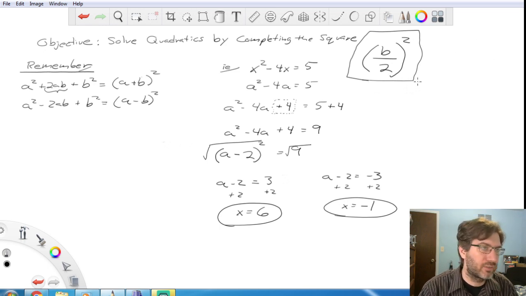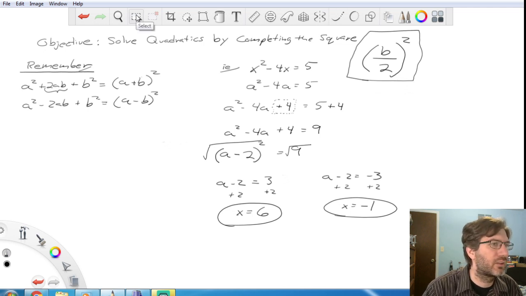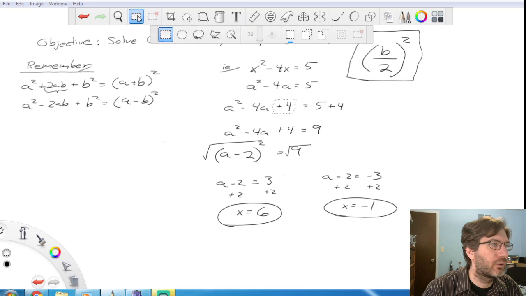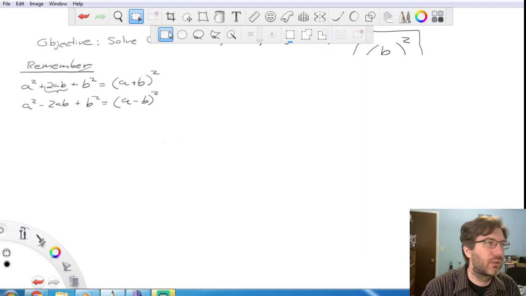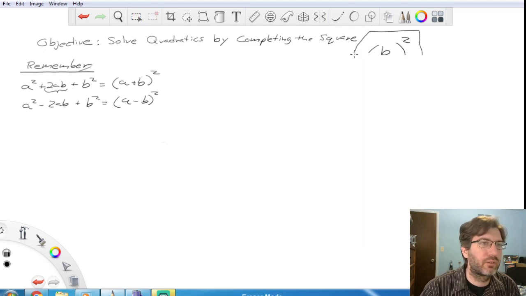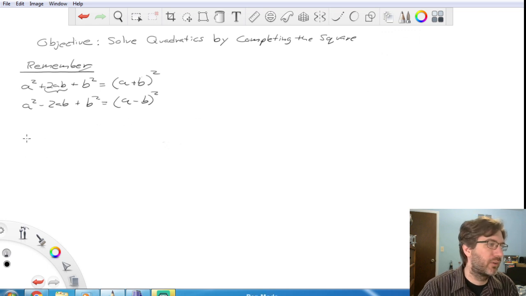We can do another example here. Actually, let's do another easy one before I do a hard one, just to walk you through everything again. I guess I deleted some of that. So coming off to the side, I'm going to rewrite this, and I'm going to remember that I want to take b, divide it by 2, and square it to get that term that I add to both sides.